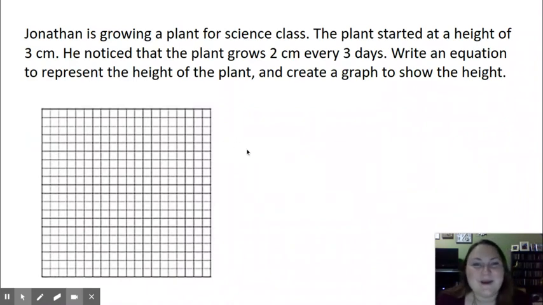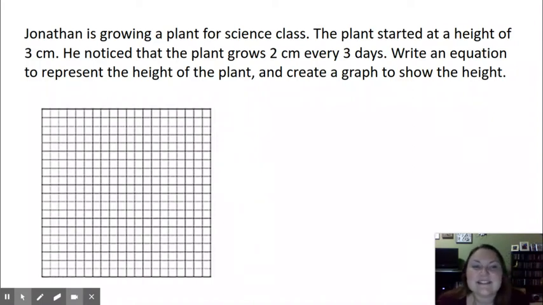The second one also is about plants. I'm sorry about that. But the second one says, Jonathan is growing a plant for science class. The plant started at a height of 3 centimeters. He noticed that the plant grows 2 centimeters every 3 days.